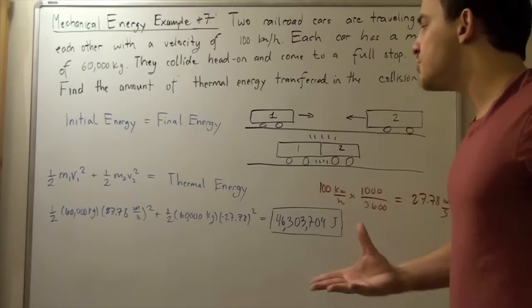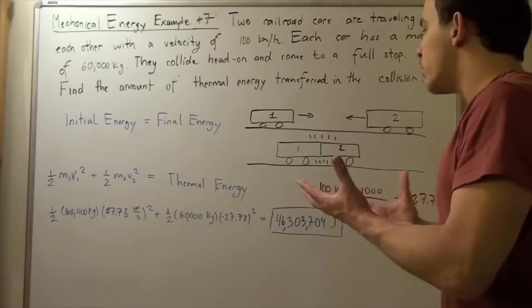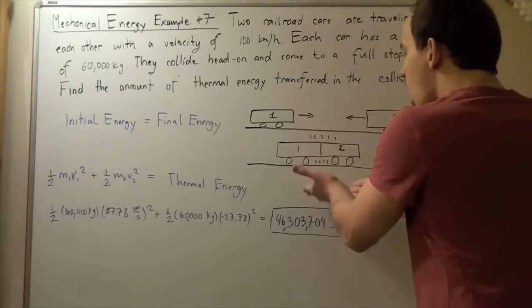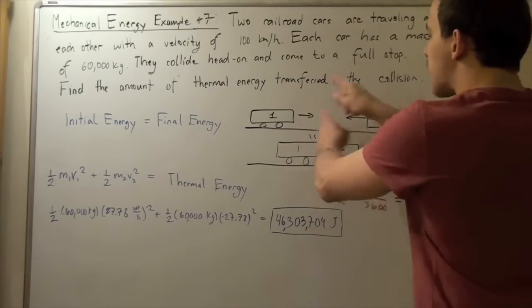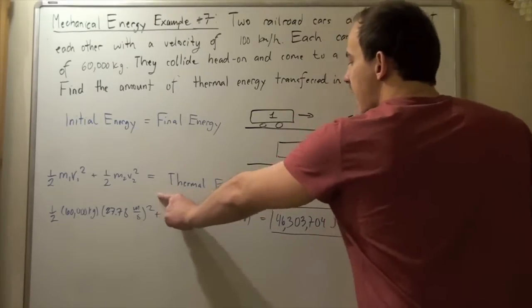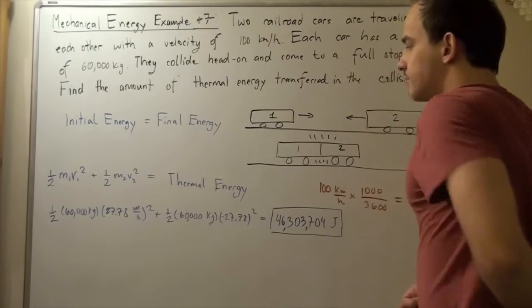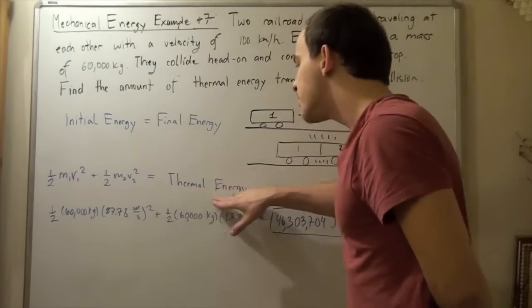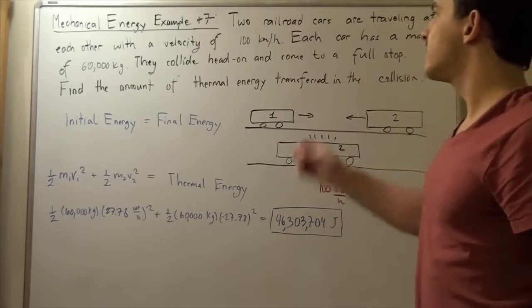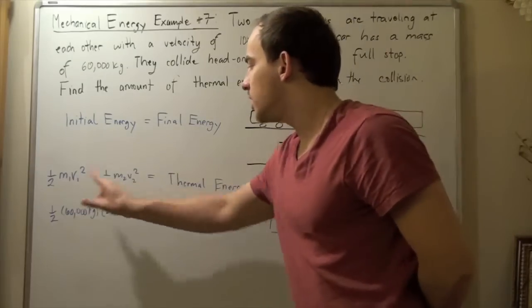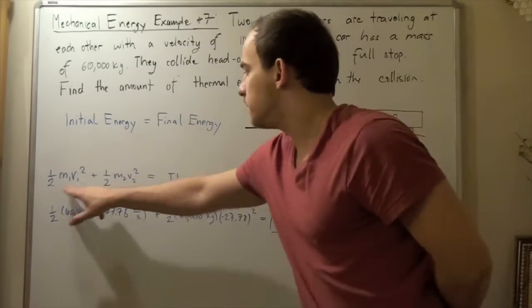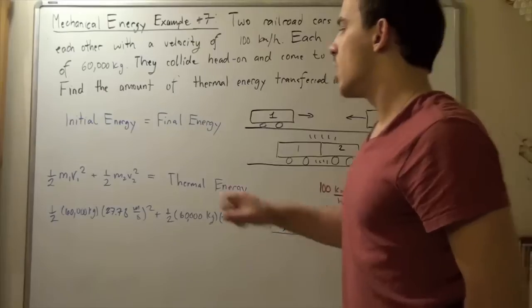So all the energy must have gone into increasing the temperature of the cars as well as the temperature of the surroundings. This is known as thermal energy. So we want to find what this value is. We take our knowns and plug them into our variables here, and we get the following.